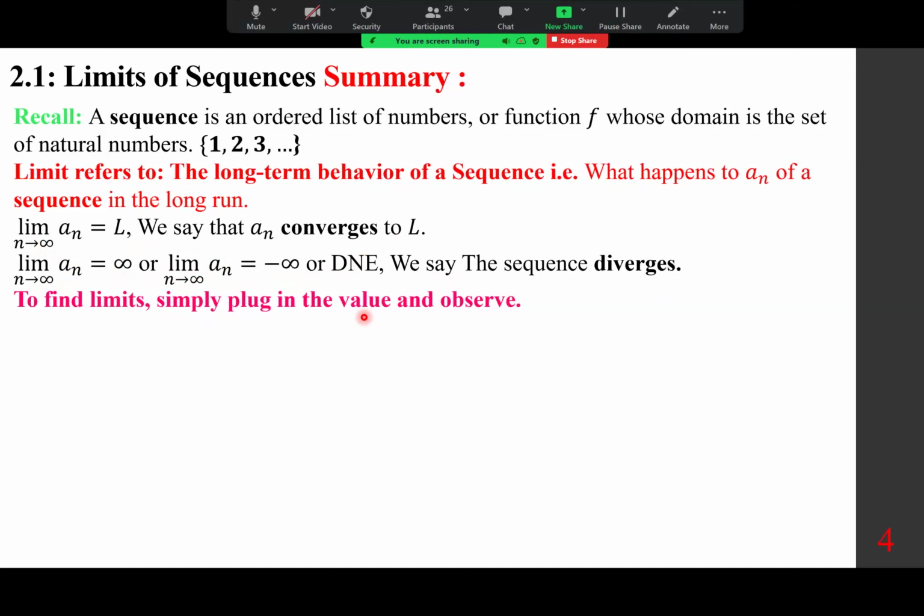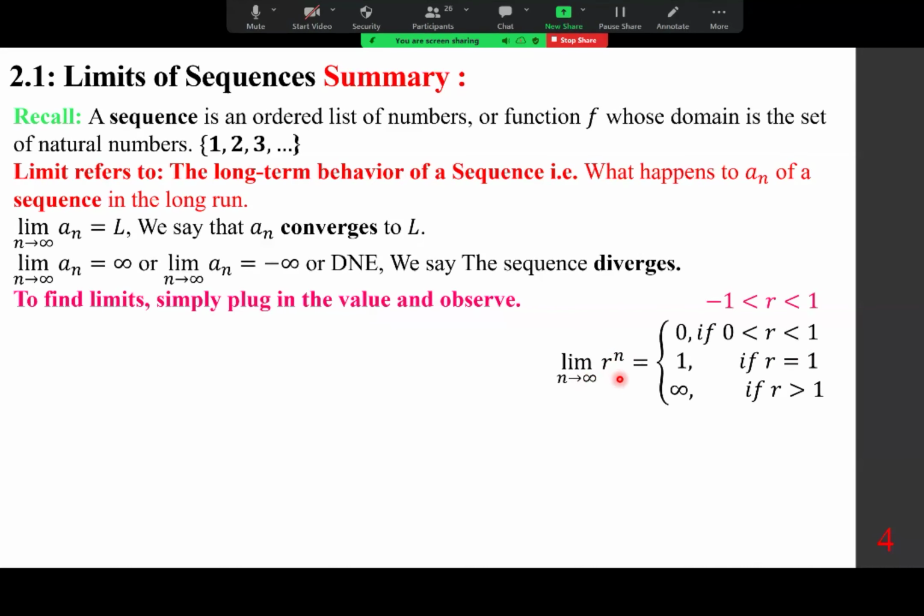I'm going to go over some theorems, and here's the summary. This theorem, the limit of r to the power of n as n approaches infinity, depends on the value of r, the base. If the base is between 0 and 1, or better yet, between -1 and 1, it's 0. If it's 1, 1 to the power of n is 1. And if it's larger than 1, it is infinity.